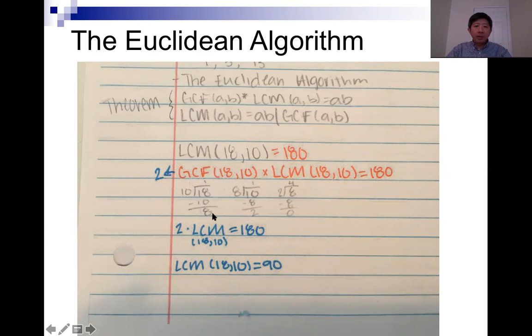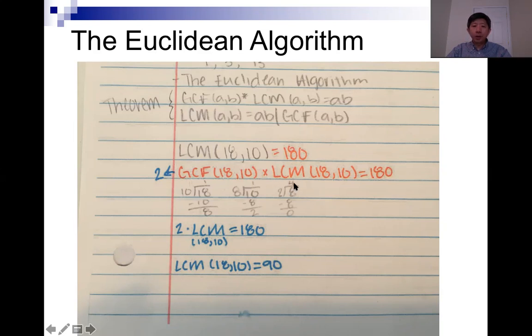But are we done? Can we find the GCF? Not yet. So we have to move the 10 over here as the divisor, and the 8 goes inside there. So 10 divided by 8, we got a 1. Remainder is 2, all right? But 2 is not the finish. We have to divide again. So we move the 2 over here and the 8 over there.